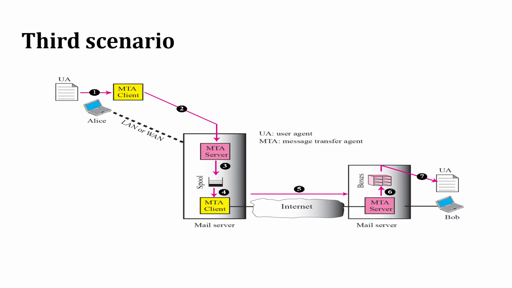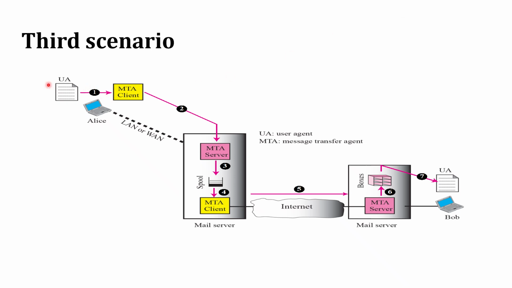In the third scenario, Alice needs to prepare and send her message using a user agent. Once the message is ready, it must be sent over the LAN or WAN. This is accomplished using a pair of message transfer agents, a client message transfer agent and a server message transfer agent. Here is how the process works.